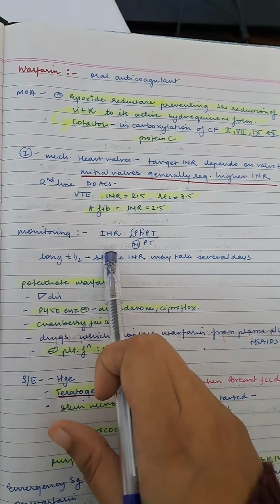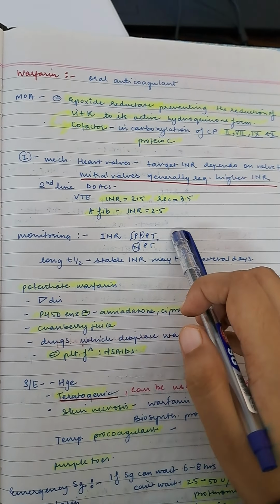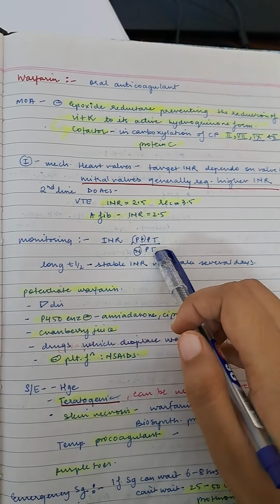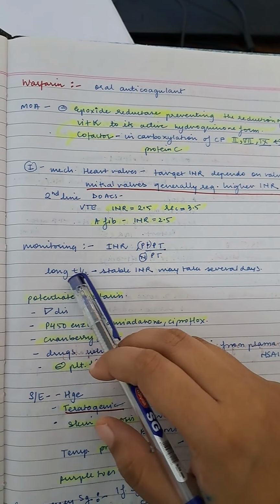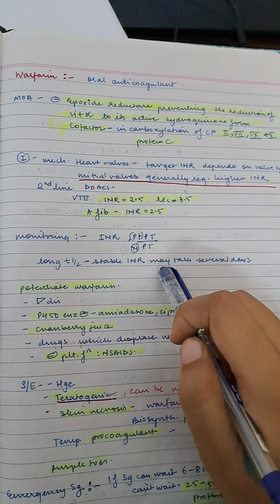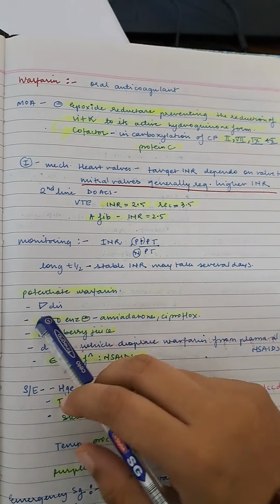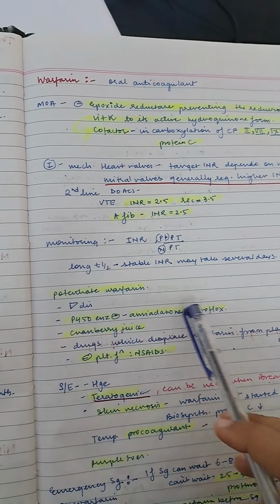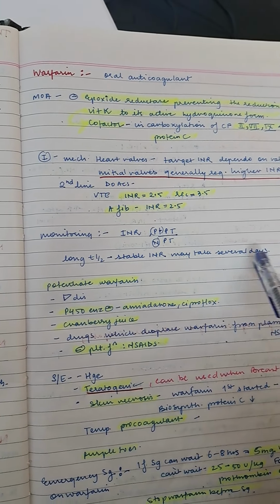Monitoring: you do the INR, which is the patient's prothrombin time compared to the normal prothrombin time. Warfarin has got a long half-life, so a stable INR may take several days.